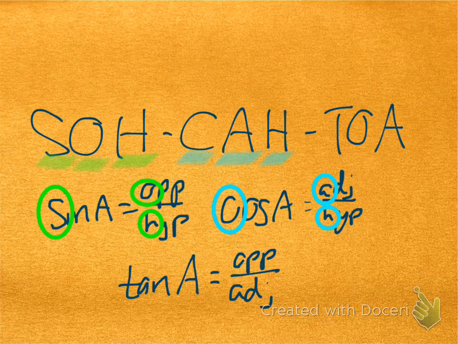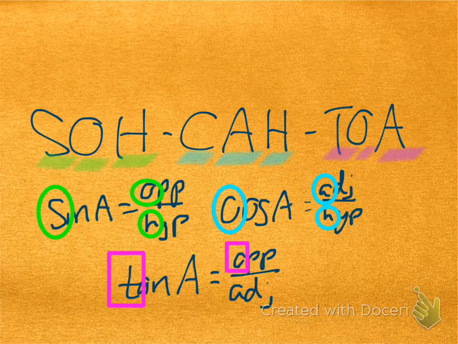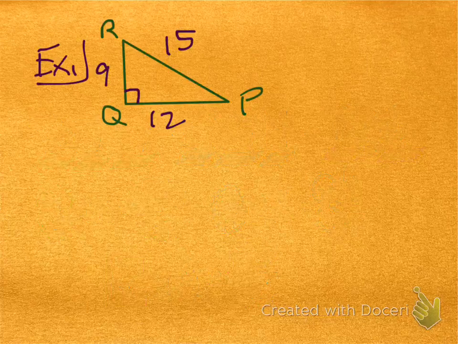The TOA part is T-O-A, and that specifically is referring to tangent opposite adjacent. So this is just kind of an easy way to remember what goes with what. So remember that. All right, let's look at an example.